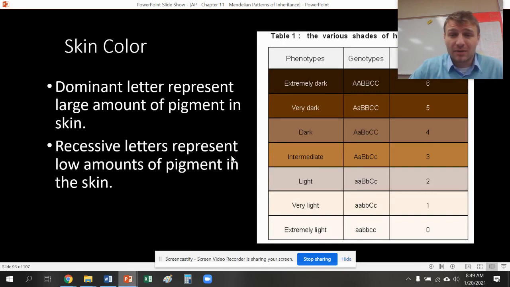Skin color is another one where we have again this pigment that's going to be created with these capital letters. Extremely light people are going to have the lack of that pigment, and I'm going to show a video in class that really shows you why evolutionarily we have different skin colors, and it's very interesting. It's very cool, and the research was actually done at Penn State University, which is just right down the road. It's really cool.